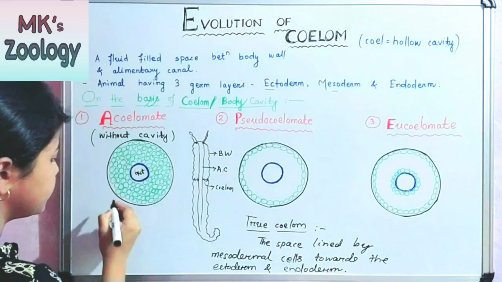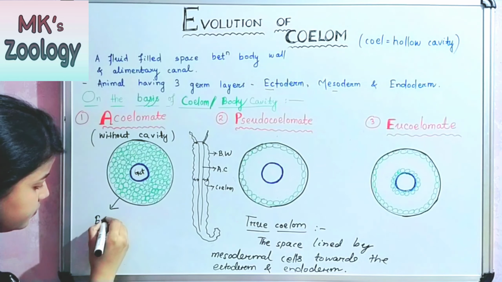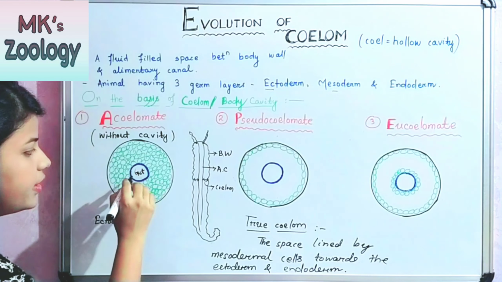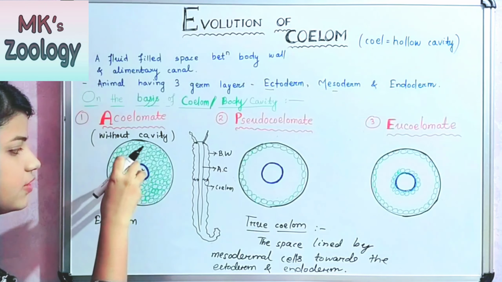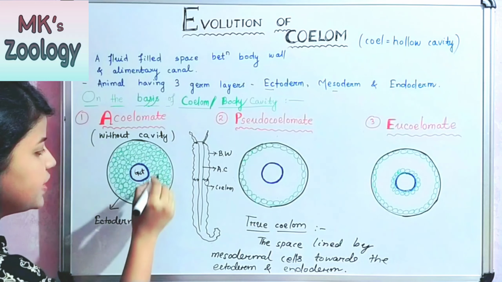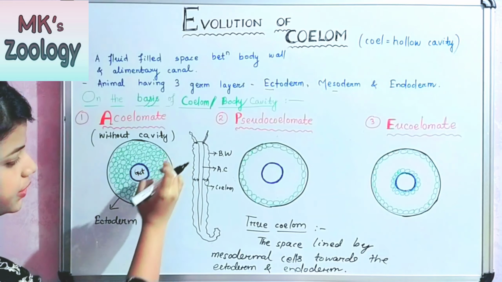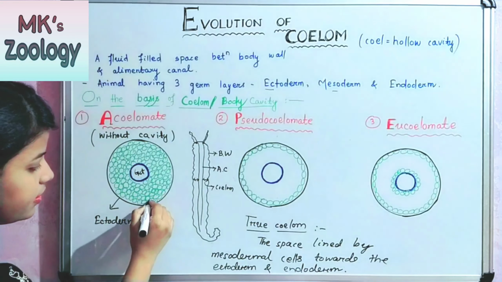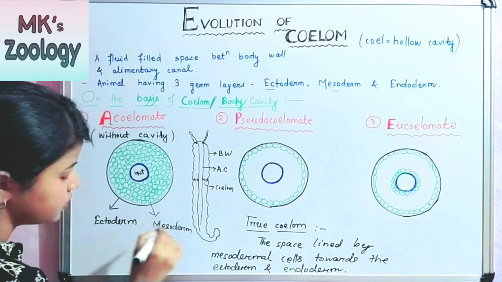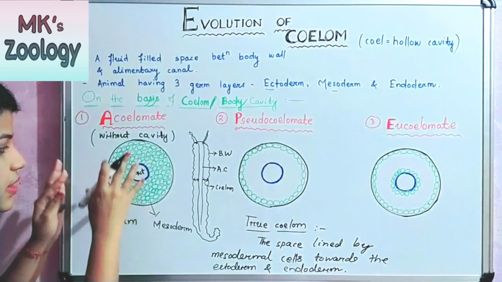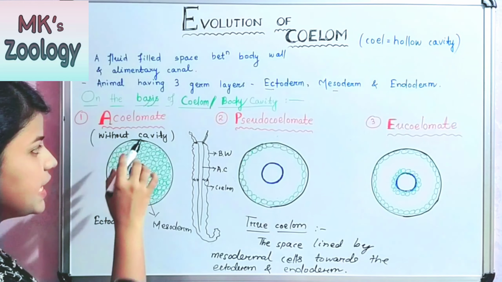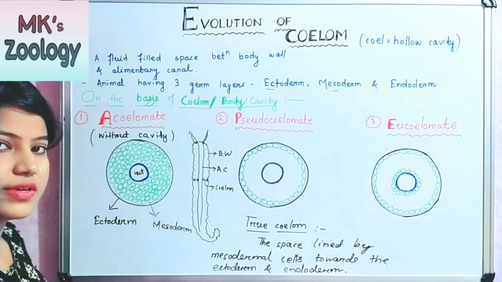Just see here, this is the ectoderm. This is gut or endoderm lining, and the middle one is the alimentary canal, which is known as gut, and the space between ectoderm and endoderm, there are mesodermal cells. This is mesoderm. So here there is no space, all the space is occupied by mesodermal cells. This is why it is known as acoelomate, means no body cavity is present.